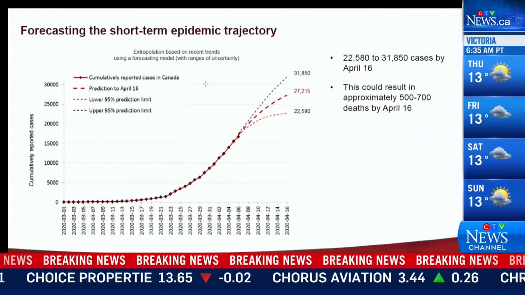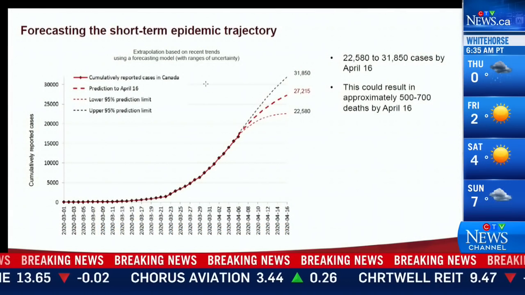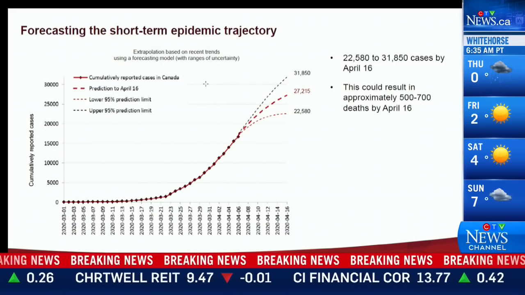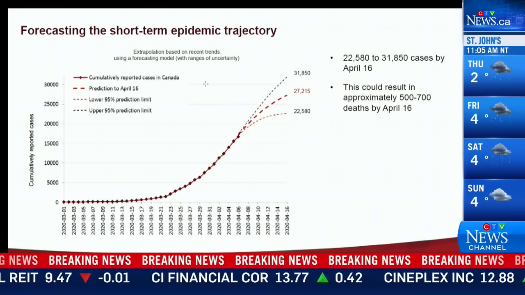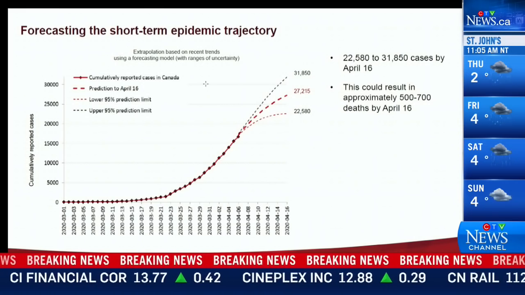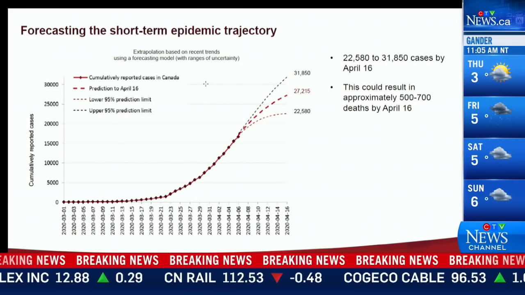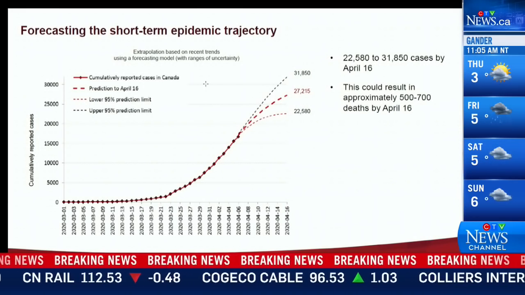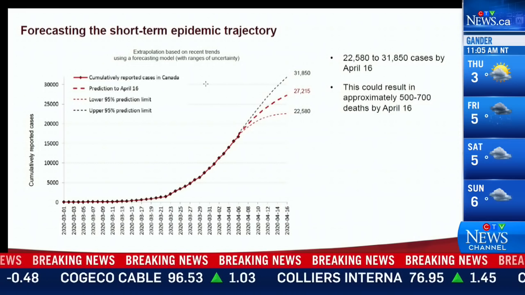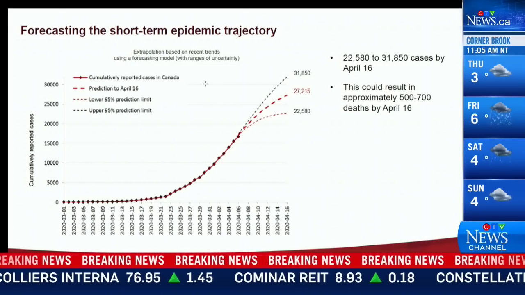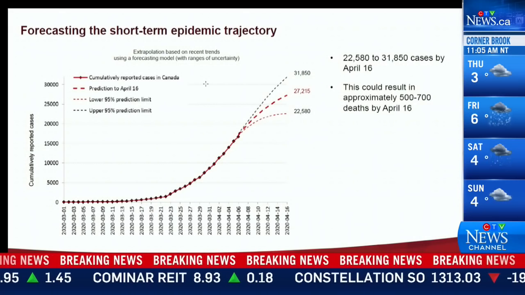So on slide 11. This is our forecasting model to look at the short-term epidemic trajectory. This slide illustrates three possible trajectories generated by this model, recalling that this kind of model is based on reported Canadian case data. Our forecast predicts that we will see from about 22,580 to about 31,850 cases by April the 16th. Based on the case fatality rate to date, this could mean we reach between 500 and 700 total deaths in Canada by next week.